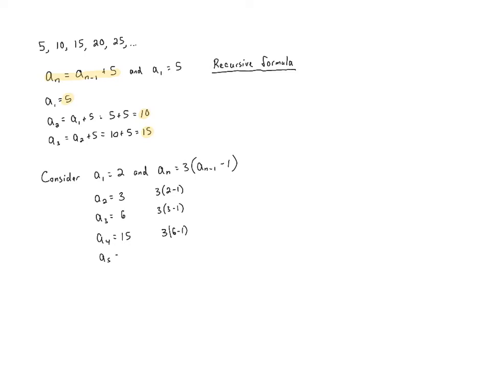If we subtract 1 from 15, that gives us 14. If we multiply it by 3, that gives us 42. If we subtract 1 from 42, that gives us 41. And when we multiply that by 3, that gives us 123. And we could continue over and over again to get more and more terms of this sequence.